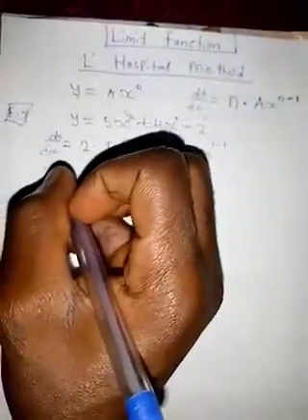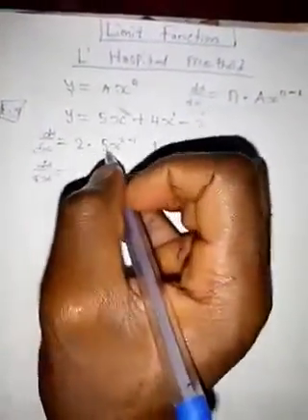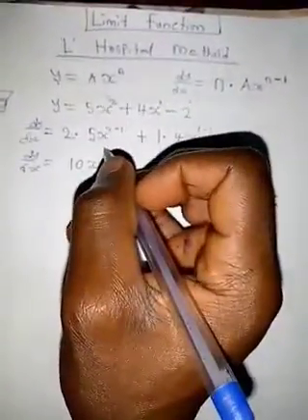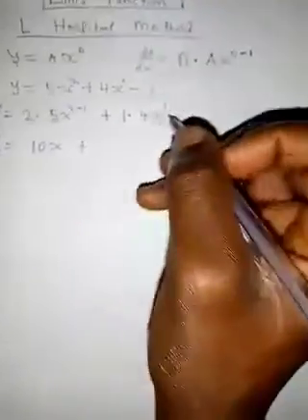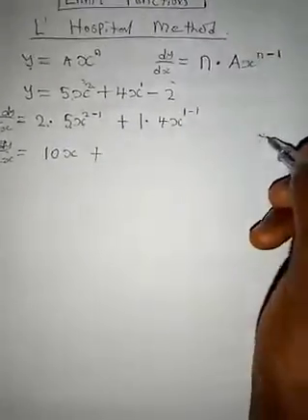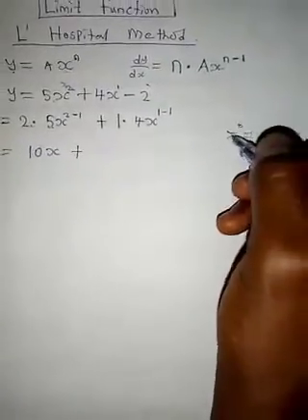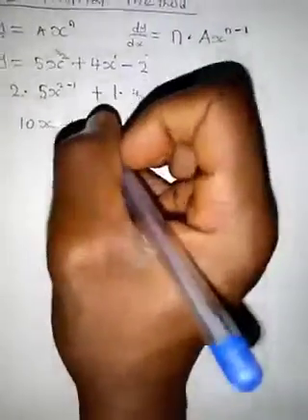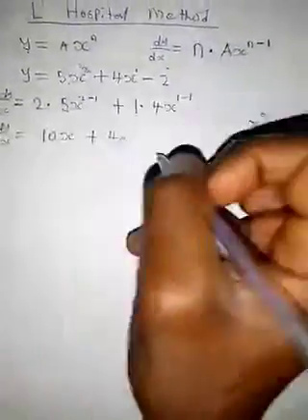So that dy over dx will equal, when we multiply, we'll be having 10x, then the power reduced to 1, plus this will give us, when we subtract 1 minus 1, that's 0. x to the power 0 will always give you 1. So that 1 times 4 times 1 will still give us 4. So this is how to differentiate.